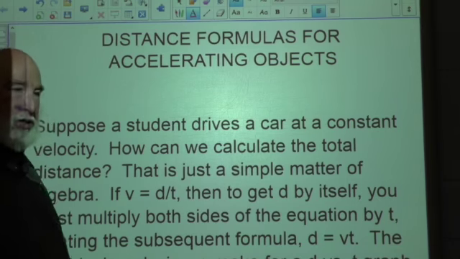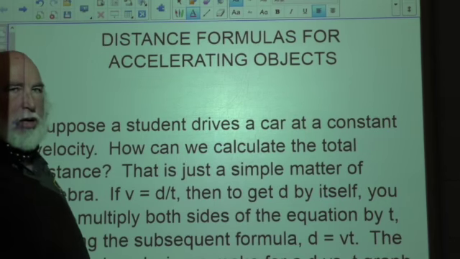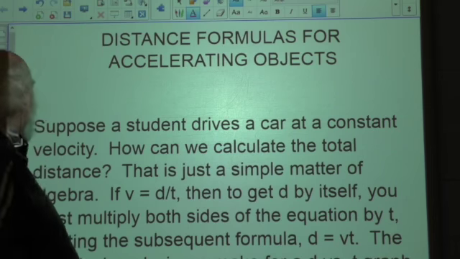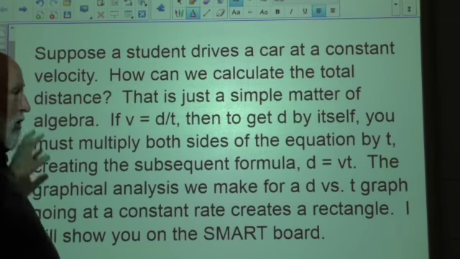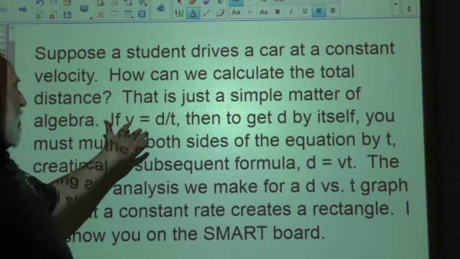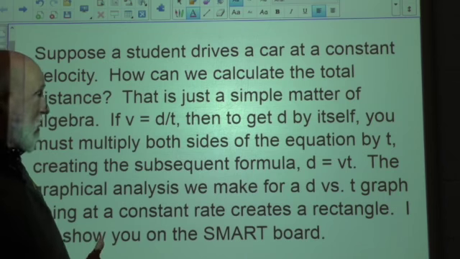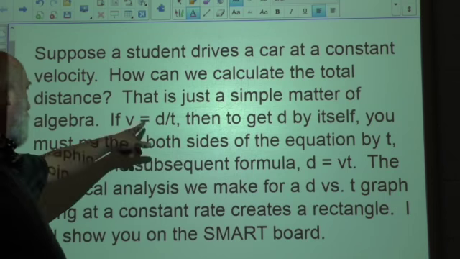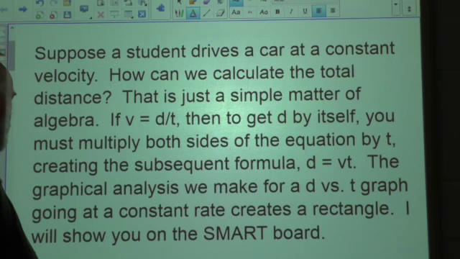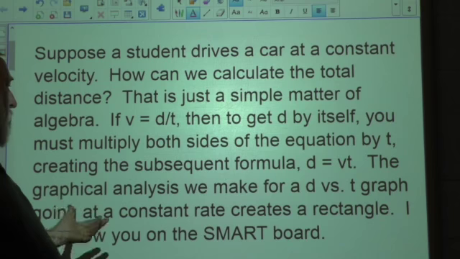We'll start off with the basics, and that is determining the distance from a constant velocity. There's no acceleration, just going at a constant velocity or speed. It's going linearly, it doesn't make a difference which one you use. So we know that the formula for velocity is distance over time, or displacement over time. Again, same thing if it's linearly. Then to get the d by itself, you multiply both sides by t, and that's going to give you d equals v times t. And now the graphical analysis we make for a d versus t graph going at a constant rate creates a rectangle.